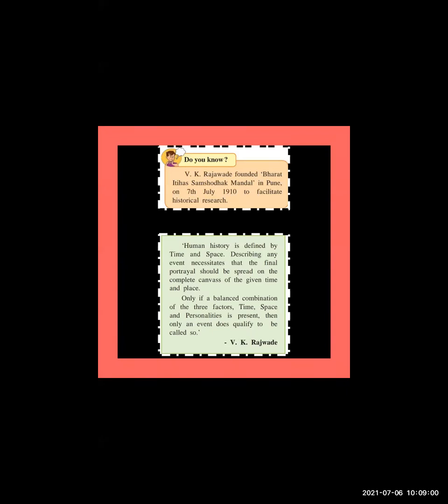Only if a balanced combination of the three factors, time, space, and personality, is present, then only is an event qualified to be called an event. So, if each and everything is there, all three factors, time, space, and personality, then only can we say that it is an event. Otherwise, it is not an event, is what V.K. Rajawade said.